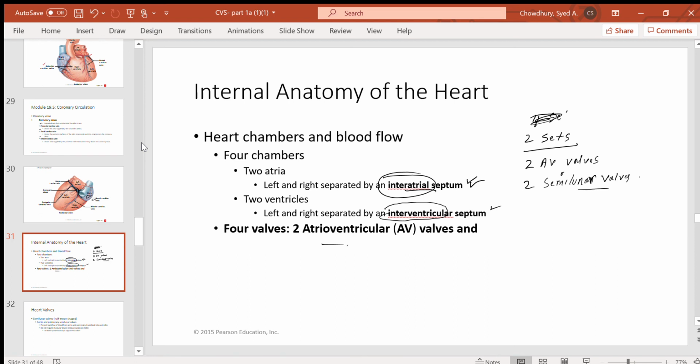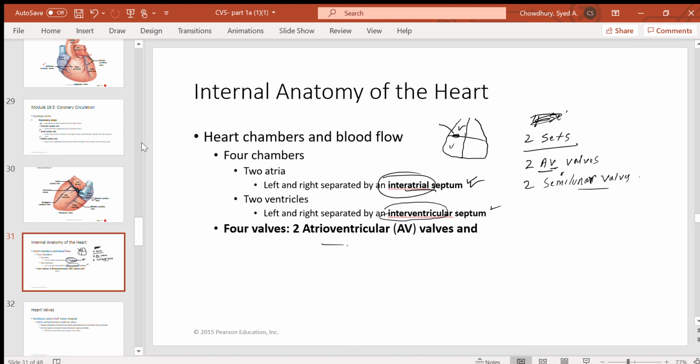The valves open in one direction. That means not both directions, only one way, door. So valves are like doors but open in one direction. Two AV valves or atrioventricular valves, make sense, between atrium and ventricle. So this is your right atrium, right ventricle, and your right AV valves or atrioventricular valves are here.